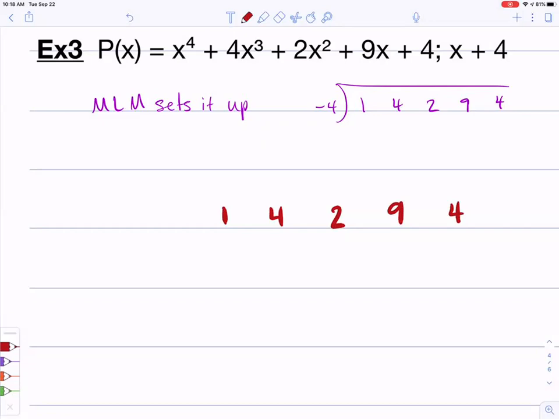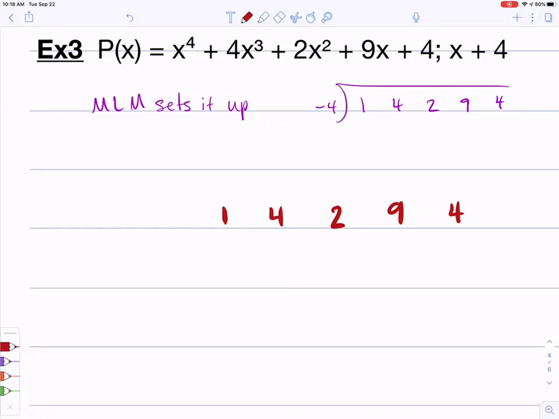Missing terms. Now, when you look at this polynomial, you'll notice what's the degree? 4, and I have a term for every single power after that. So I have a 4th power, a 3rd power, a 2nd power, a 1st power, and a no power. So I'm not missing any terms, so I don't have to have any placeholders here. I'm good.